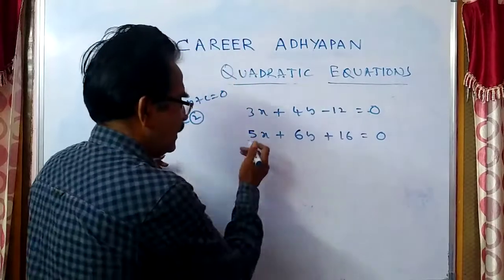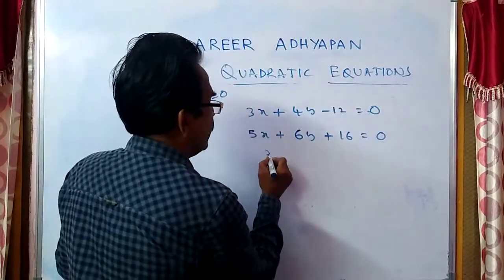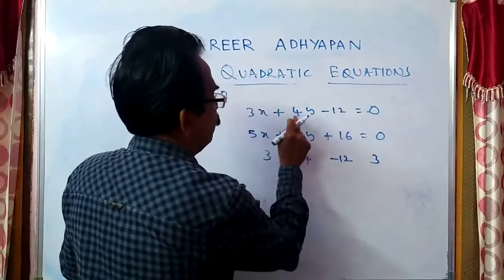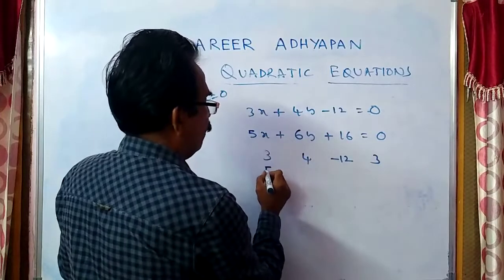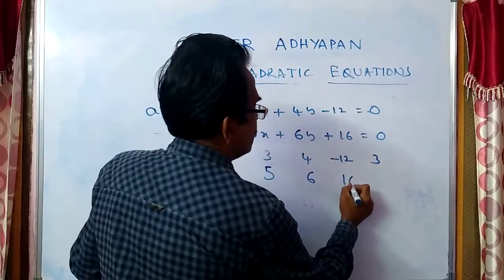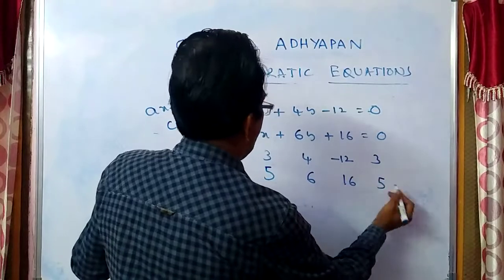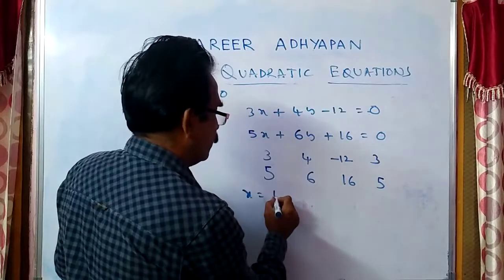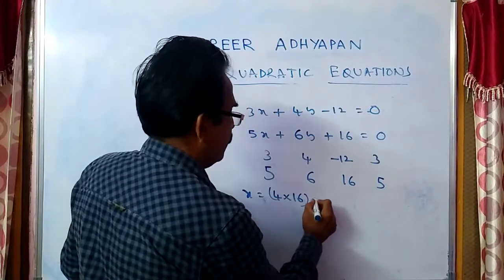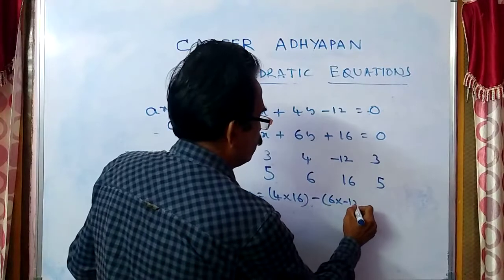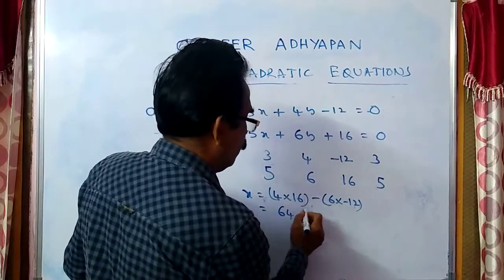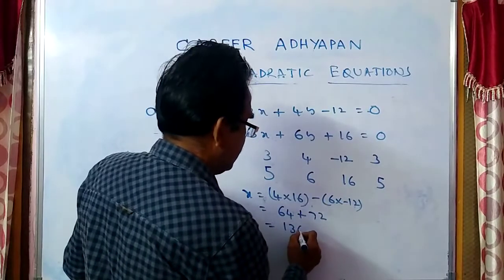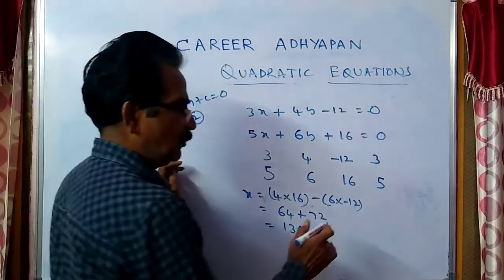Now, let us find the values of x and y. 3, 4, minus 12, 3. Then 5, 6, 16, 5. This into this, x is equal to 4 into 16 minus 12 into minus 12. This is equal to 64, minus into minus plus, 12 6s is 72. 136. X is equal to 136.